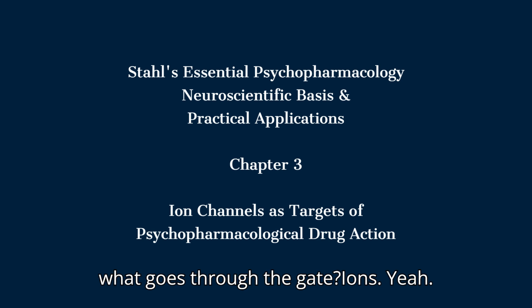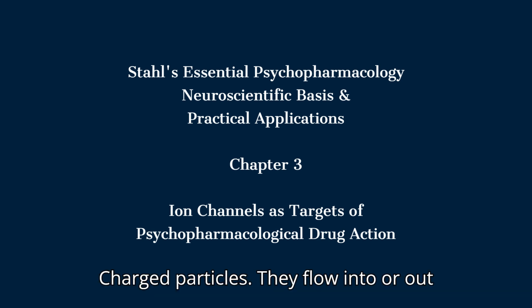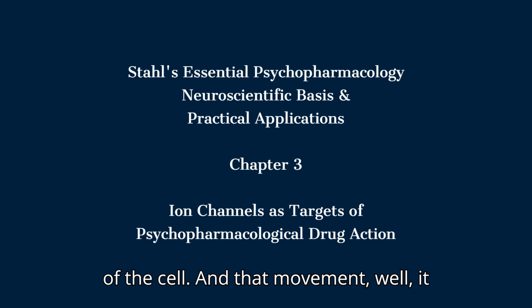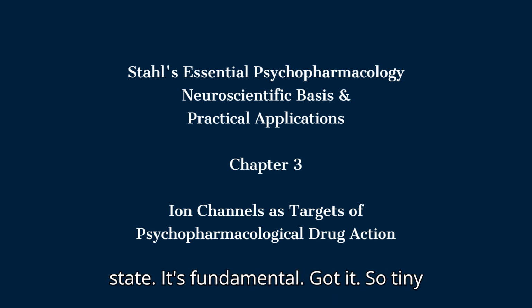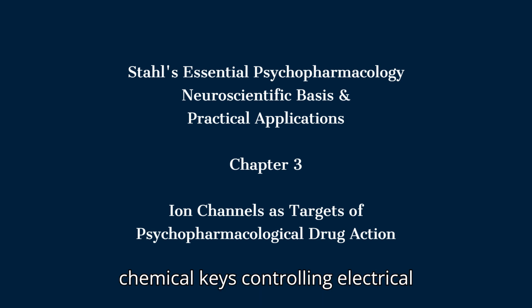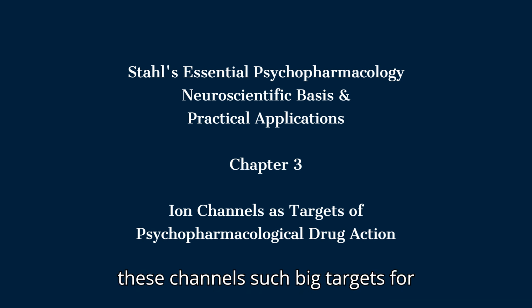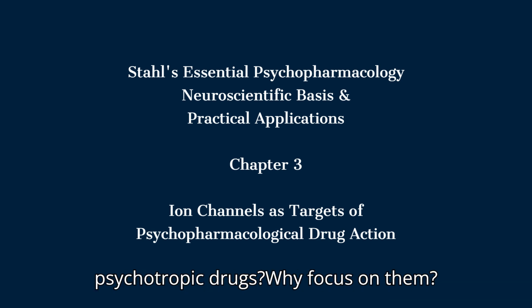And what goes through the gate? Ions. Charged particles. They flow into or out of the cell, and that movement rapidly changes the cell's electrical state. It's fundamental. Got it. So, tiny chemical keys controlling electrical flow. Makes sense.